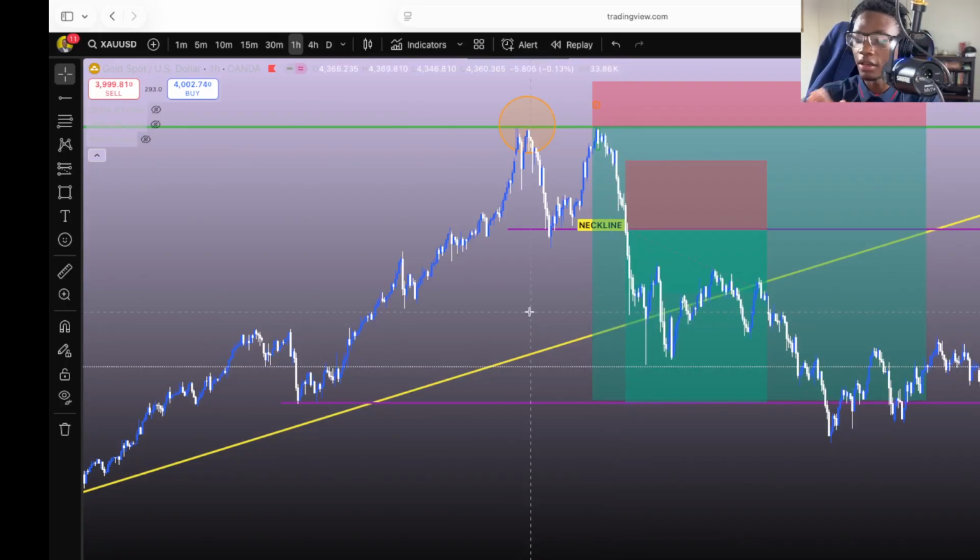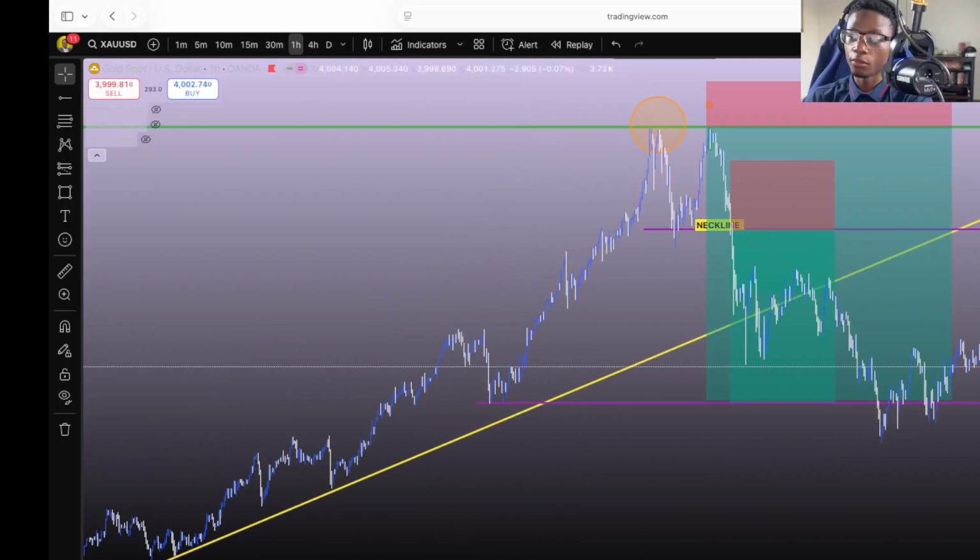That's how you trade the double bottom pattern, guys. That's exactly how you should trade it. That's how I trade. Let's look at more data.